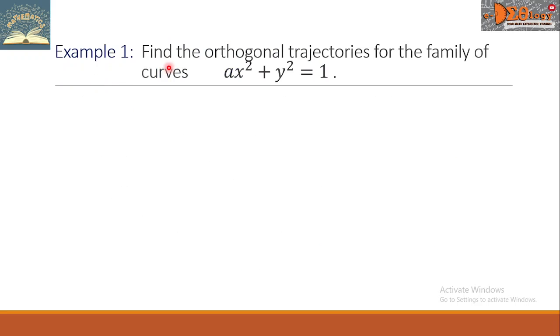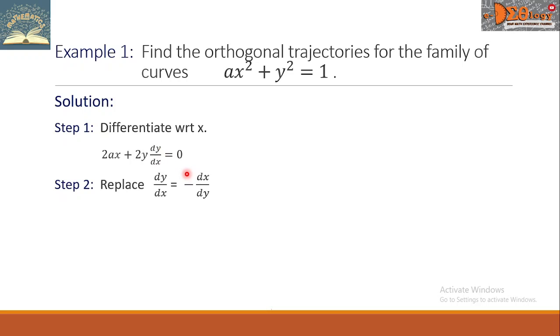Example 1. Find the orthogonal trajectories for the family of curves ax squared plus y squared equals 1. Step 1 is to differentiate with respect to x. So we have here 2ax plus the y squared becomes 2y times dy over dx equals 0. Step 2 is to replace dy over dx by negative dx over dy. So the equation in step 1 becomes like this, and we regard this now as equation number 2.